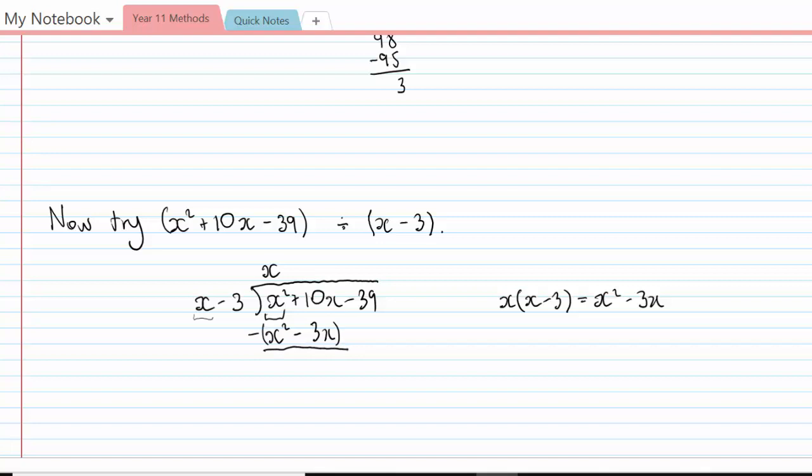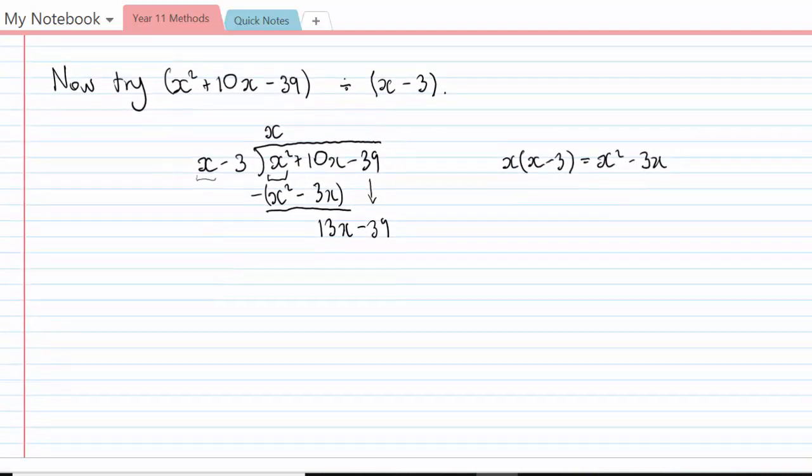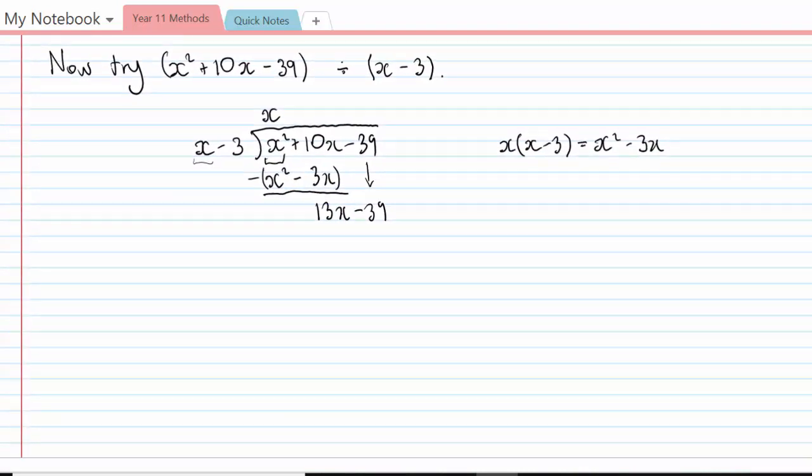So just like we did in the long division process above. x squared minus x squared leaves nothing. So I don't need to write anything in this space here. Then we've got 10x take away negative 3x. Now, when we have take away negative, that makes it plus. So it's really 10x plus 3x, which is 13x. And this minus 39, it's not having anything subtracted from it, so it's just going to come down here. Okay, and we'll just write minus 39. Now again, drawing that arrow isn't formal, it's just showing you what's happening here. And then we start our process again.